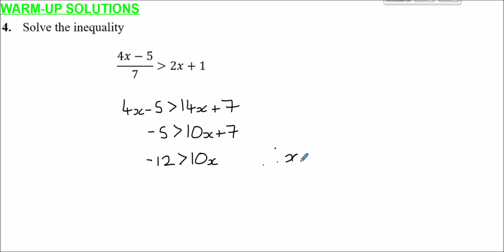1.2. So x is less than minus 1.2, or if you wanted, you could leave this as a top-heavy fraction and say minus 6 over 5. You could call it minus 1.2 if you'd prefer. Either way is absolutely fine.